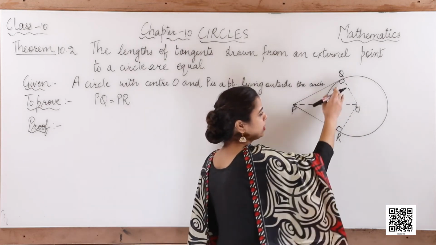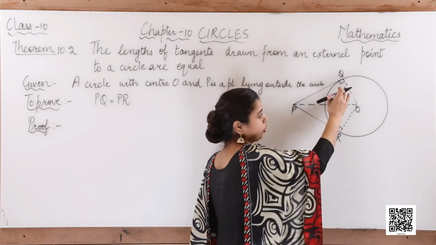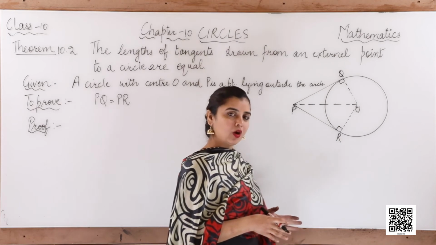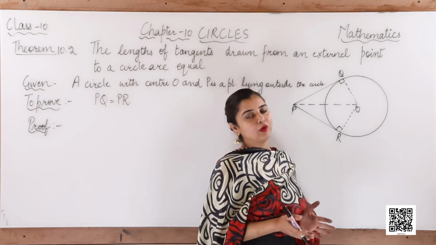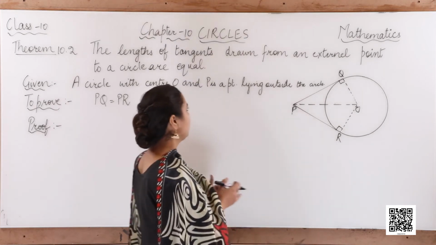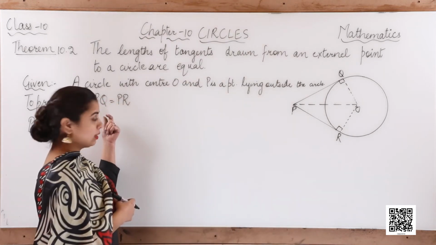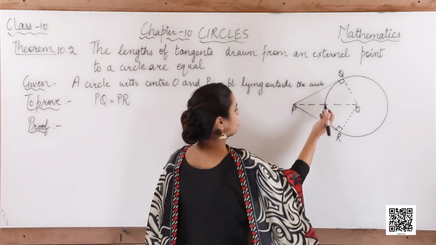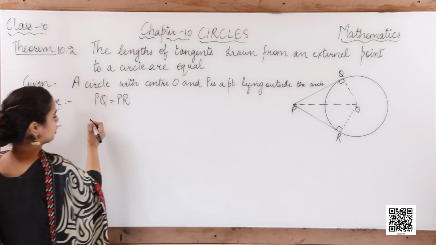Now you can visualize that there are two triangles. Both are having these two angles as 90 degree. Can we prove them to be congruent? And somehow with the help of CPCT, that is corresponding parts of congruent triangles, maybe we can reach the required thing, that is PQ is equal to PR. Let us try it.